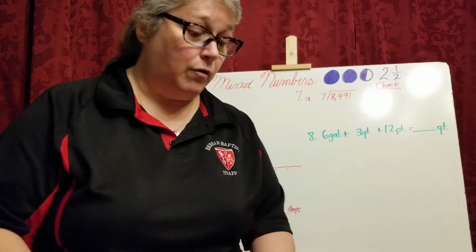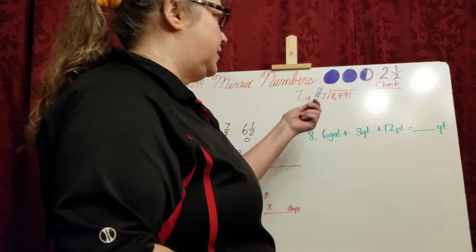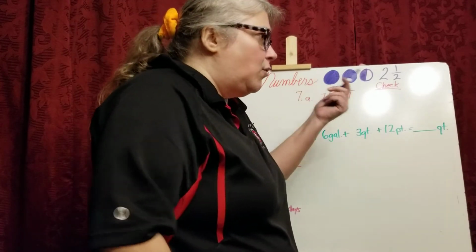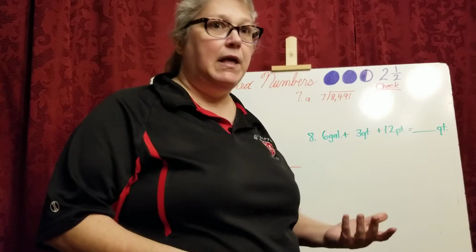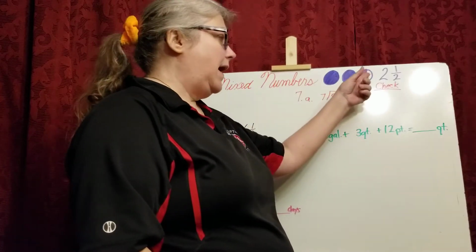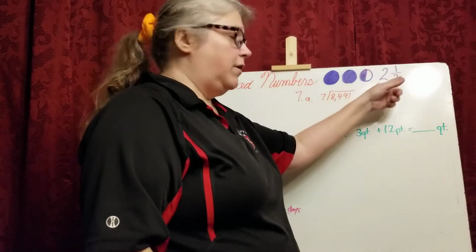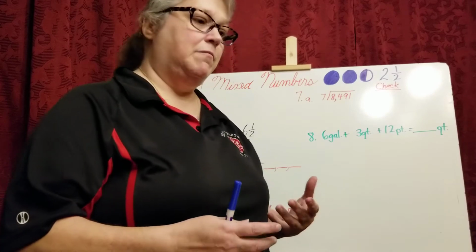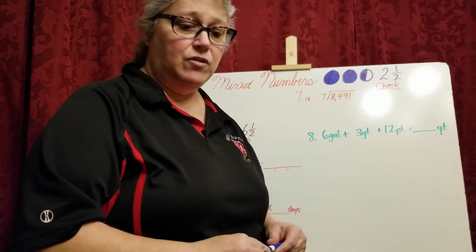So we're going to look here at this 2 and 1/2. If we had 3 personal pan pizzas and you ate half of one, then half is gone. So you have 2 and 1/2. So a mixed number is simply combining whole numbers and fractions. So let's give it a try.